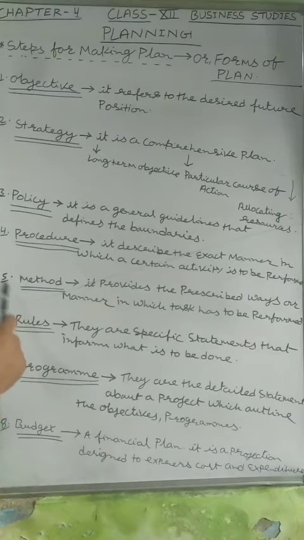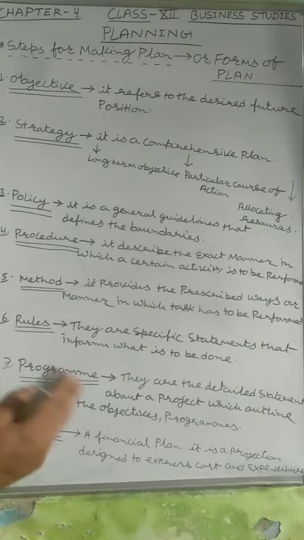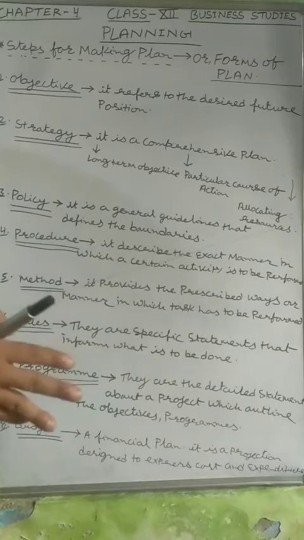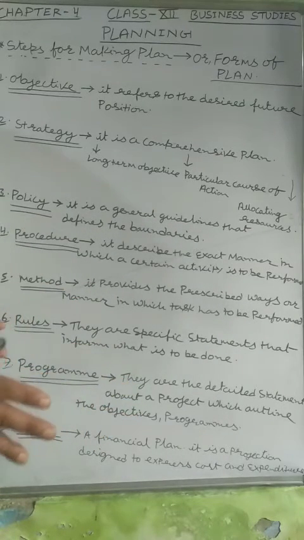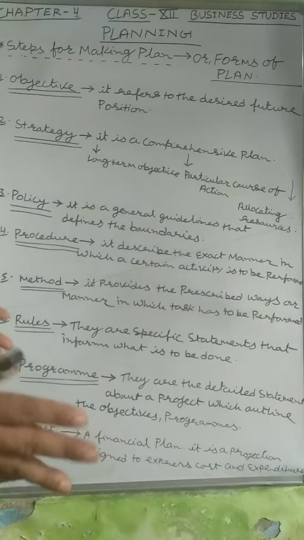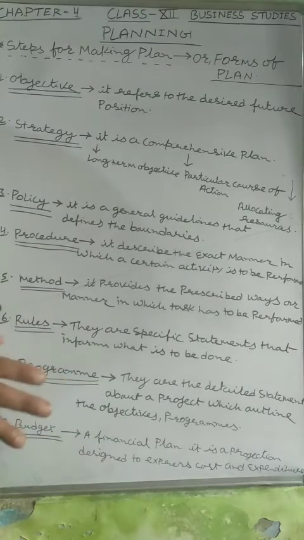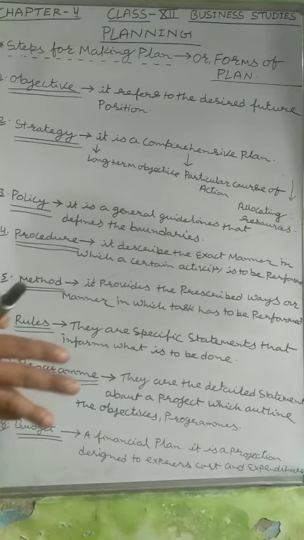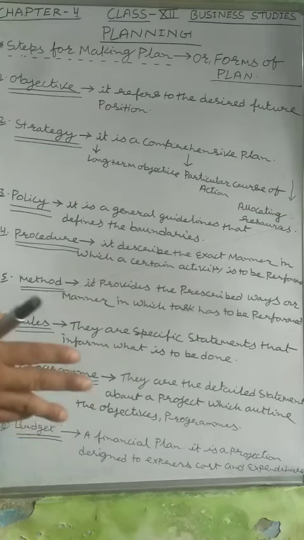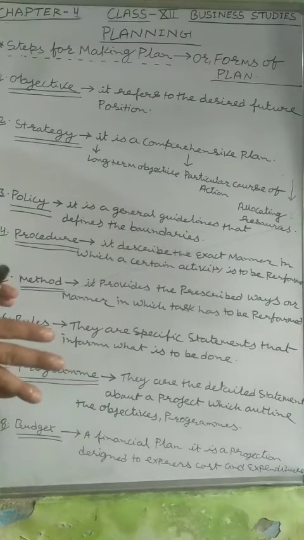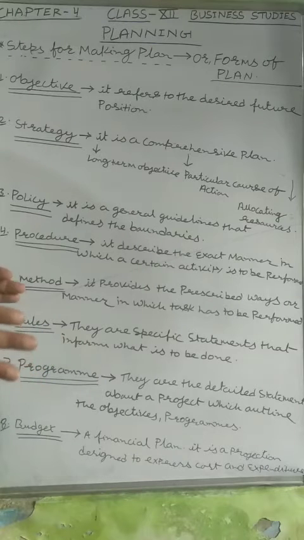At last, fifth, method. As we know, a method is any particular way to complete a certain work, and methods may be different. Alternative methods are available, and we have to study those alternative methods and select the one most appropriate method to complete that work. The method is also assumed to be a plan to achieve a certain goal or make a certain thing.